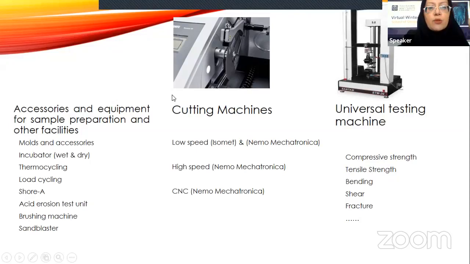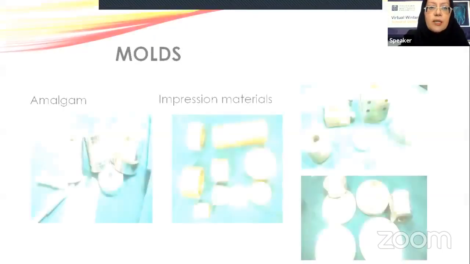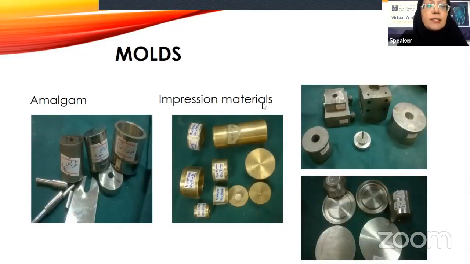I am talking more about the different cutting machines, which one is better. I'm talking about the benefits of each one. And also a universal testing machine, which is needed for evaluation of mechanical properties of materials. As you can see on the screen, these are different molds which are needed for evaluation of properties.